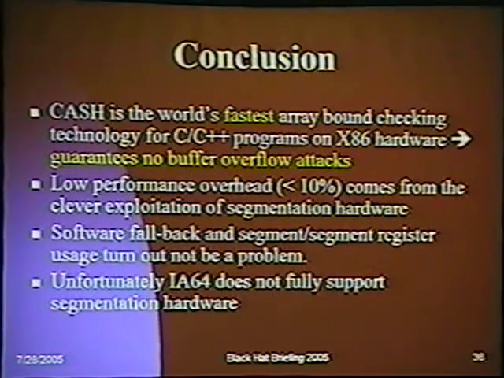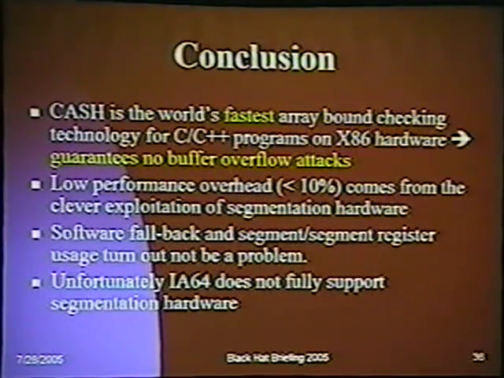So, in conclusion, I just want to tell you that there's such a thing called CASH. This is the world's fastest array bound checking technology for C and C++ programs on x86 hardware. This is a technically accurate statement, right? And moreover, it guarantees no buffer overflow attack. So if you have an x86 box, there's really no reason not to use it. You just compile it, on Linux. There's no problem. You don't really have to worry about all these other things that people are talking about. And it's reasonably low overhead, right? I already showed you that even for big programs like Apache and Sendmail, it's fine.